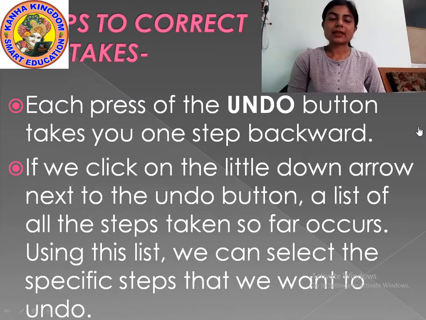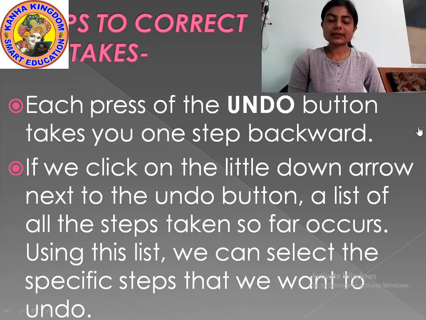Okay? Then the second is, if we click on the little down arrow next to the undo button, a list of all the steps taken so far occurs. Using this list, we can select the specific text we want to undo. Undo means to delete something. Okay?